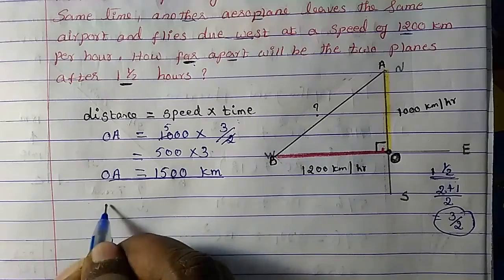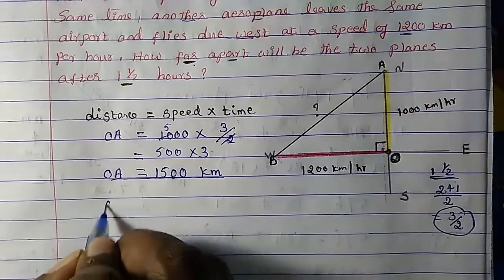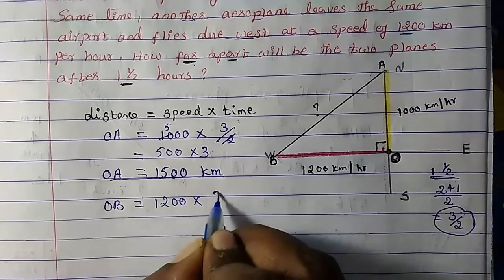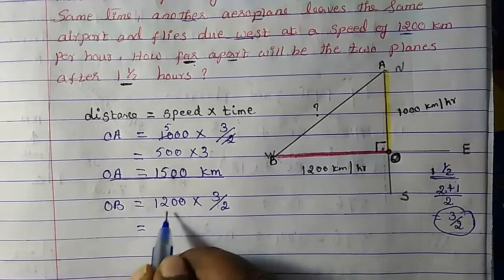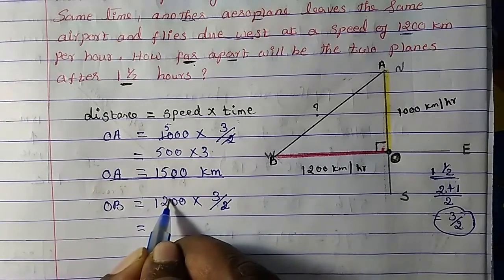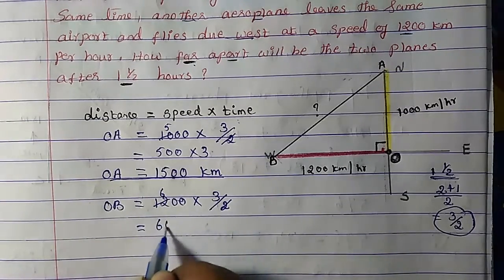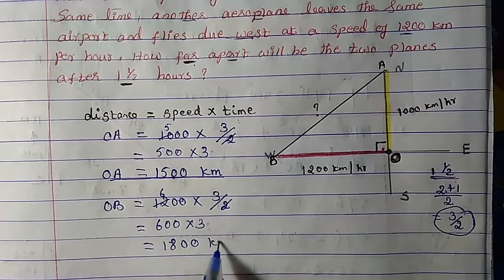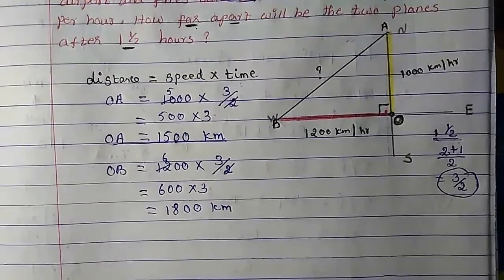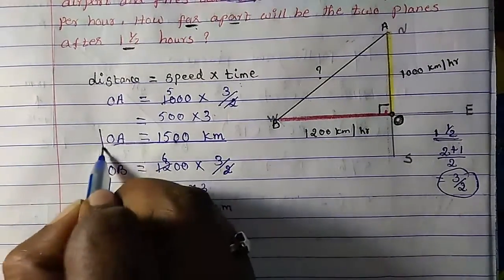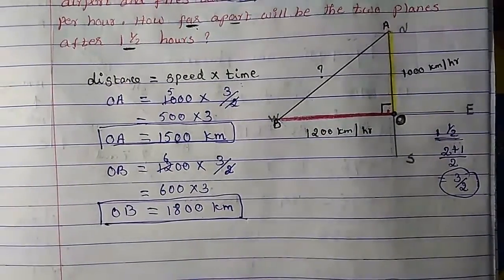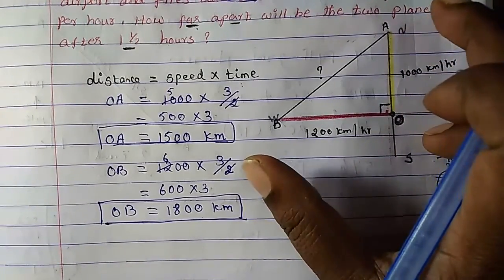Then in the same way let's find out OB. For OB also the speed is given and the time is 1.5 hours. So then we cancel with 2, and we get 600 into 3, which is 1800 kilometer. Okay, so this is OB. So we have the distance for OA, we have the distance for OB. Now we have to find out the distance for AB.